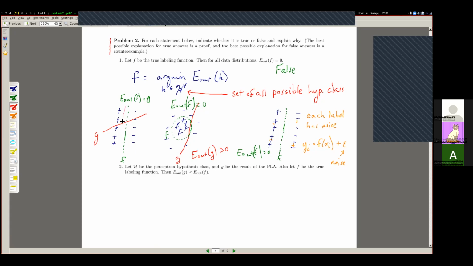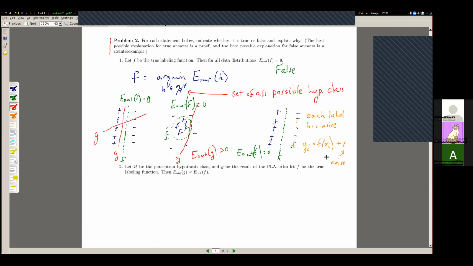Over here, there are some G's that will have 0 E out, some G's that will have greater than 0 E out. But there might be a good algorithm that you could use, which will get you the 0 E out. Here, there's no possible algorithm, no possible way of selecting G that can get me the zero testing error. But if I expanded my hypothesis class to include these circles, then I could get the E out equals 0. So this is not a counterexample to this statement over here. The only counterexample is actually when you have noise in this labeling process.